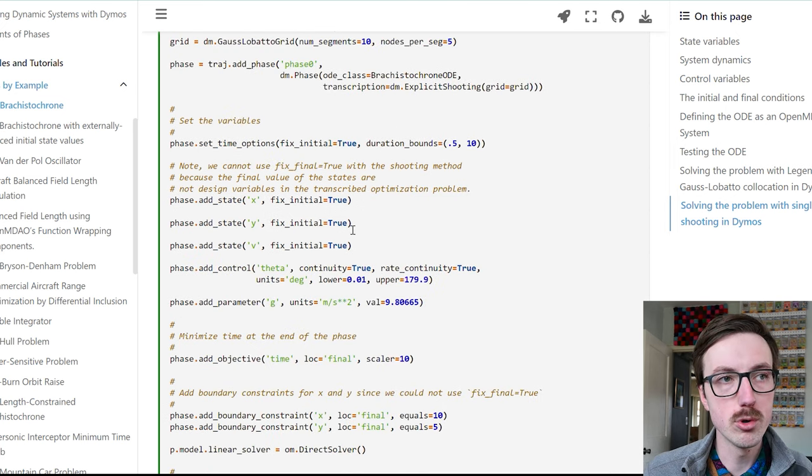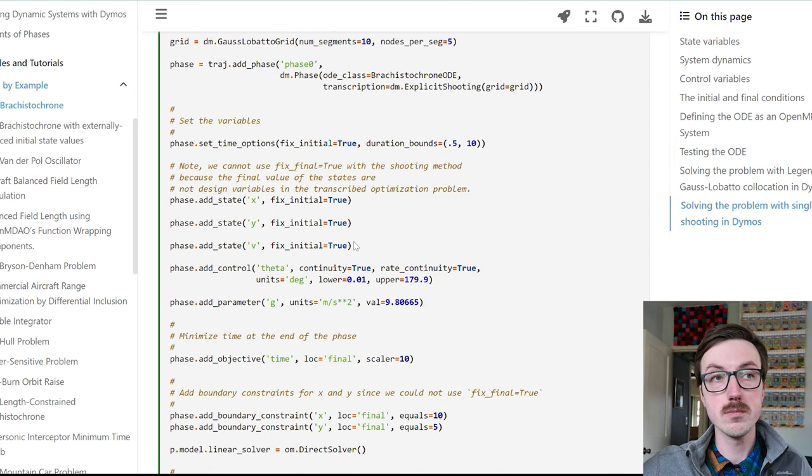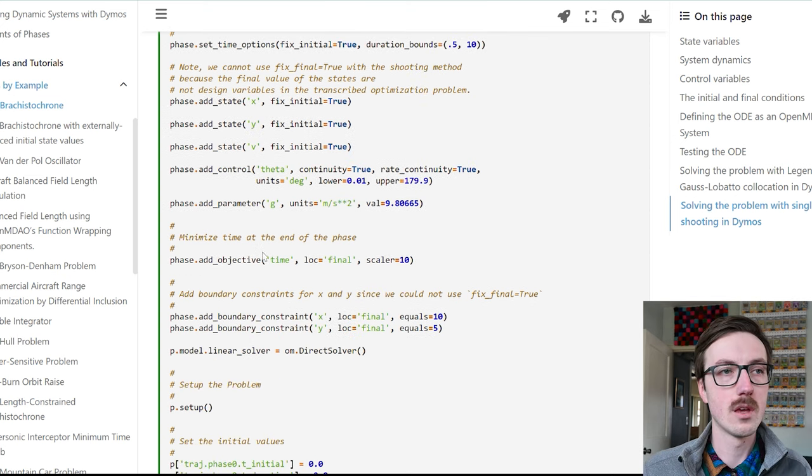Here we have fixed initial true for all of these, but we can't have fixed final because we don't know what that final is. We have not shot through time yet. So we cannot say fixed final is true in this case. Again, we're trying to minimize time here. Everything else remains the same.